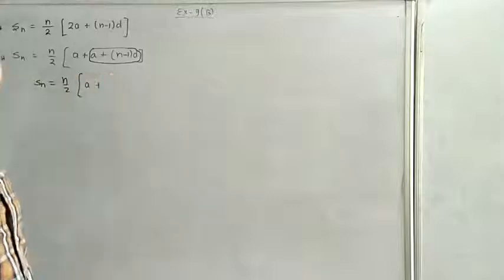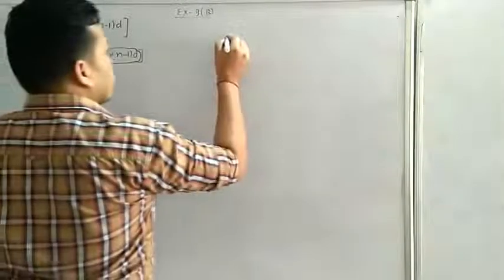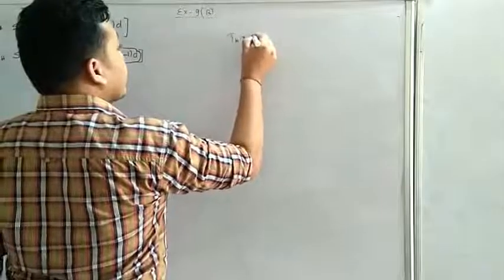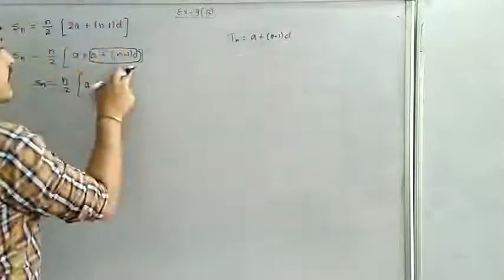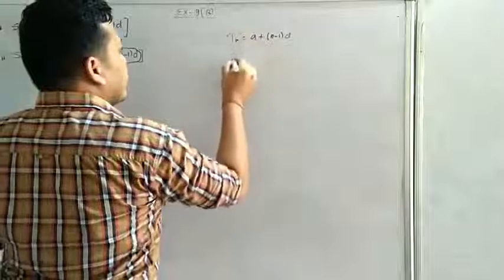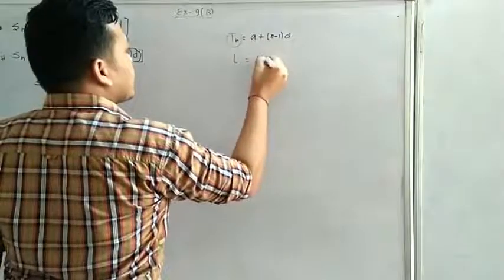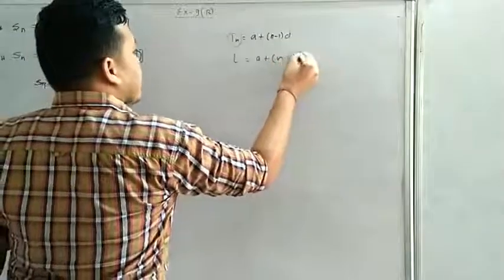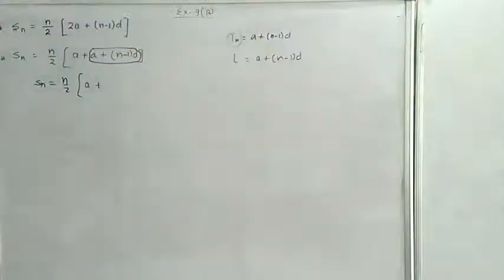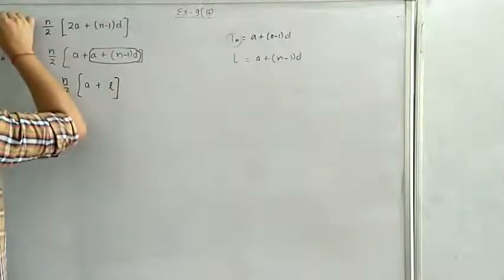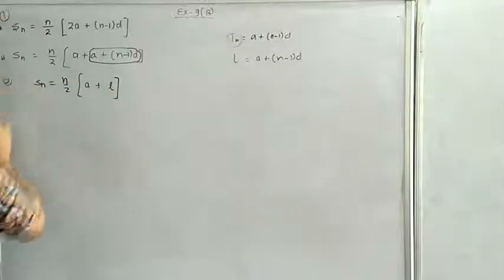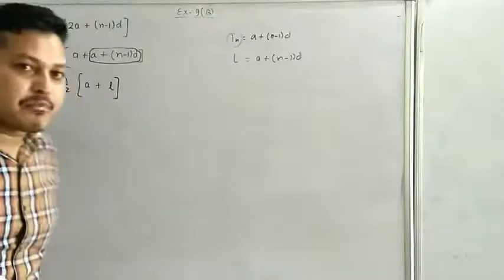The nth term is denoted by Tn, so it is a plus (n minus 1) into d. We can say that it is the last term, and the last term is also a plus (n minus 1) into d. So we can write it as L. So remember the first formula, and the second one is this one: Sn is equal to n by 2 into (a plus L).